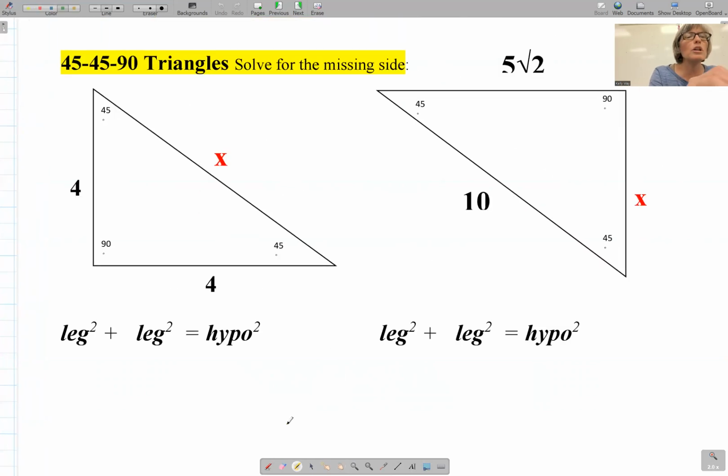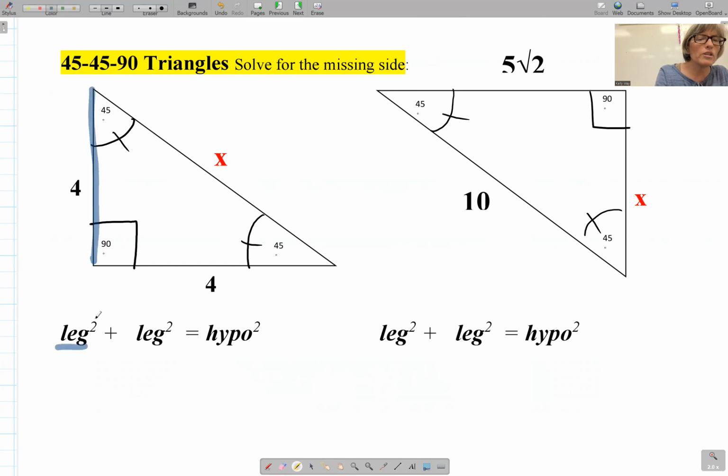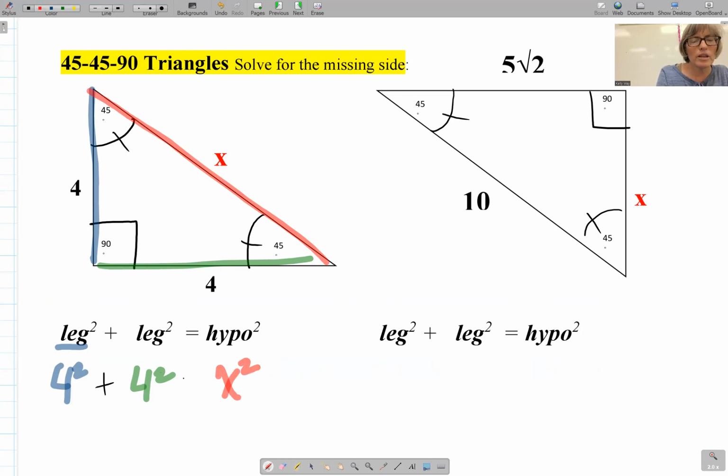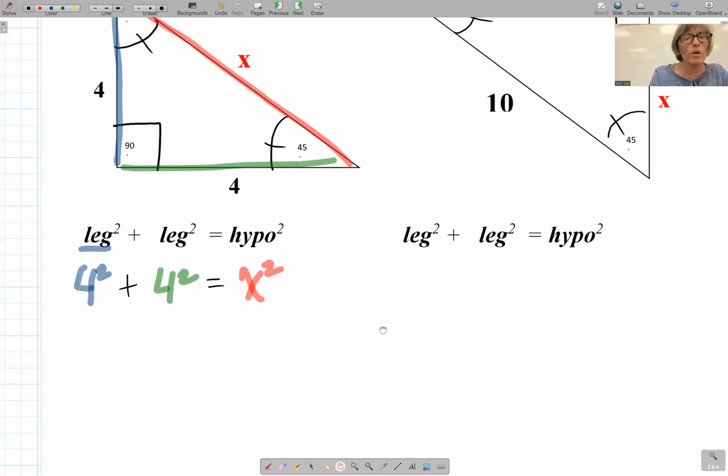So notice these are going to be 45, 45, 90 triangles. Just a couple observations. If you have a right angle there, 45 means these two angles are equal. Right angle, these two angles are equal. Let's see what we have here. We're going to do Pythagorean theorem first. Leg squared, so 4 squared, plus leg squared, 4 squared, equals hypo squared, x squared. Leg squared plus leg squared equals hypo squared. Let's solve that one on the left.